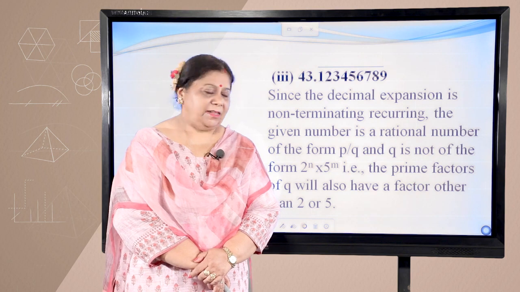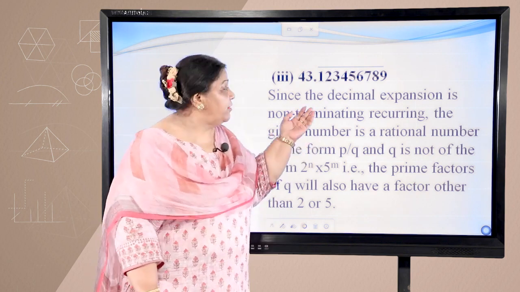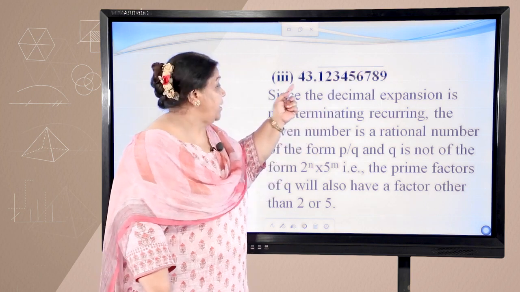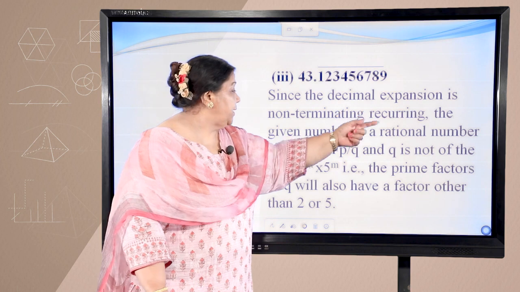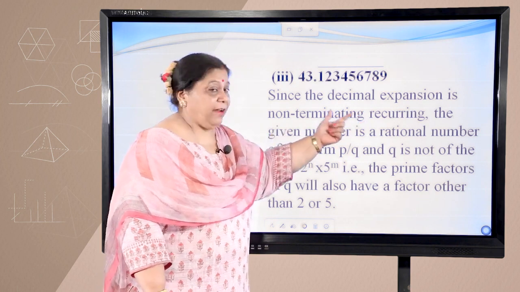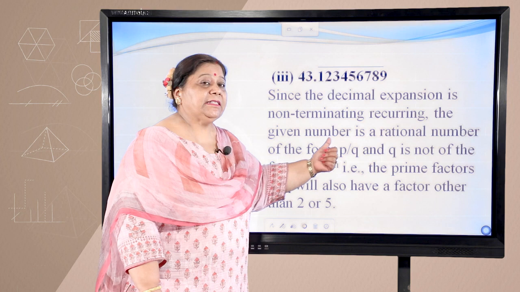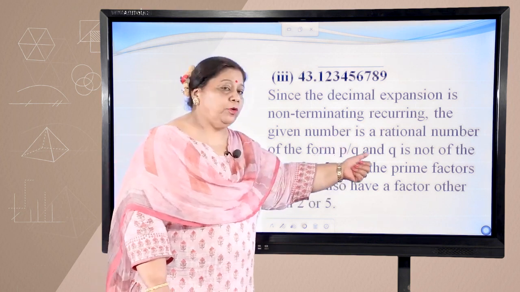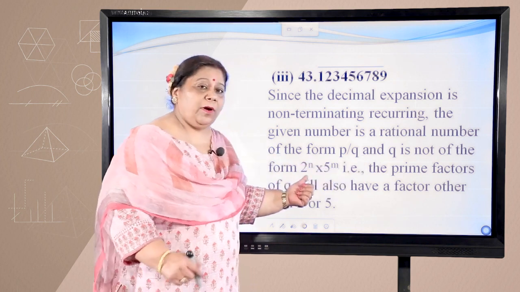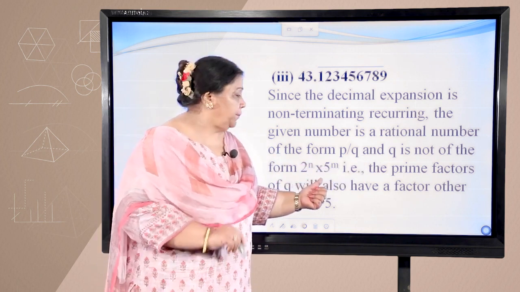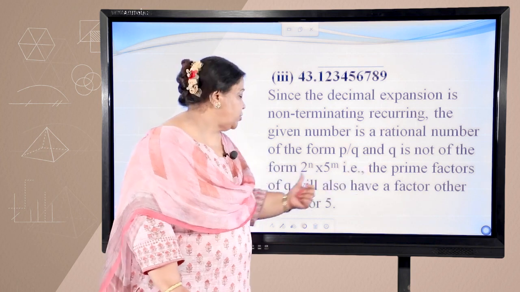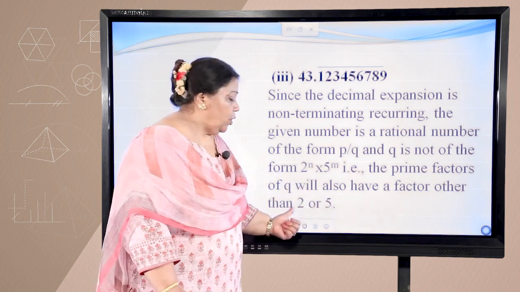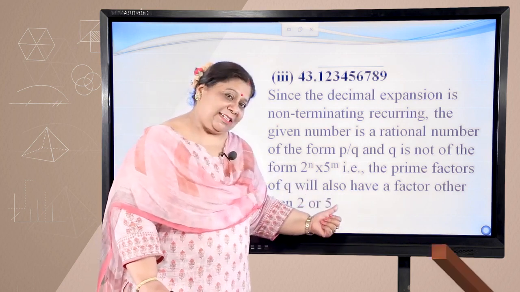So, let us see the next part. We have 43.12345678 with a bar. Since the decimal expansion is non-terminating, recurring, the given number is a rational number of the form P upon Q, and Q is not of the form 2 to the power n into 5 to the power m. That is, the prime factors of Q will also have a factor other than 2 or 5. I hope it is clear.